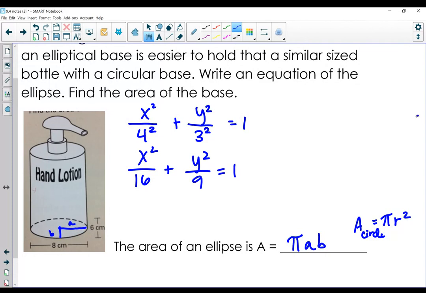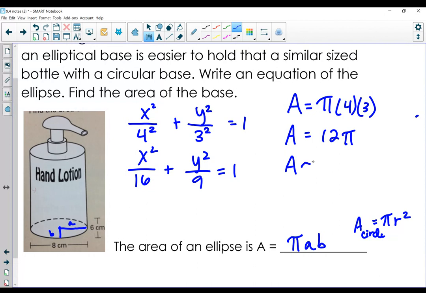And then to find my area, I already gave you that area formula. So we're going to come up with pi AB. And we know that A and B, and here we could really interchange them, couldn't we? So my A is going to be 4, and my B is 3. So my area is going to be 12 pi. And if I was a manufacturing company, I probably would want to know an exact number, not just that the area is 12 pi. So we should go ahead and multiply 12 times pi in our calculators, and we would get about 37.7 centimeters squared.